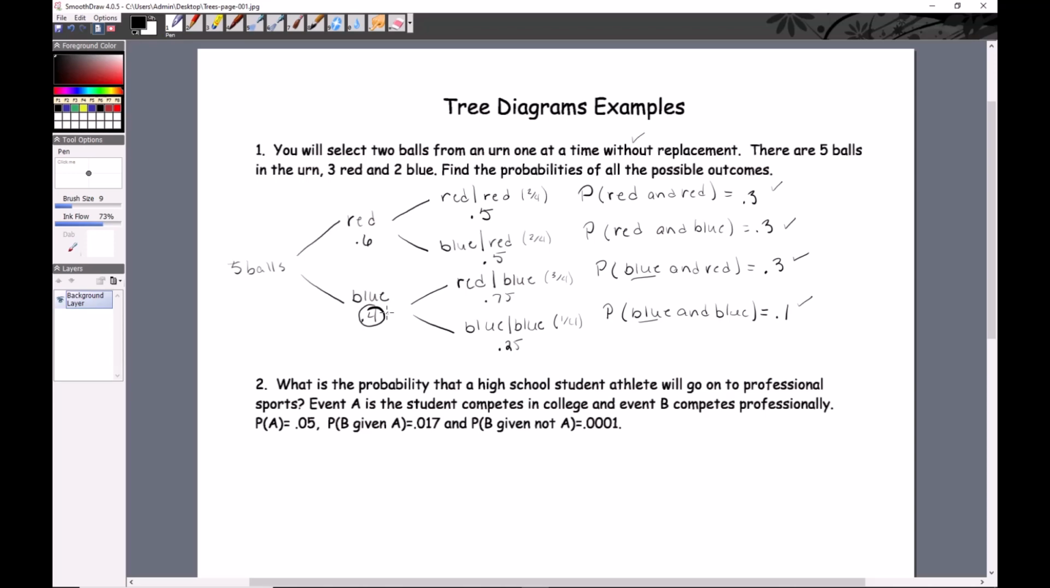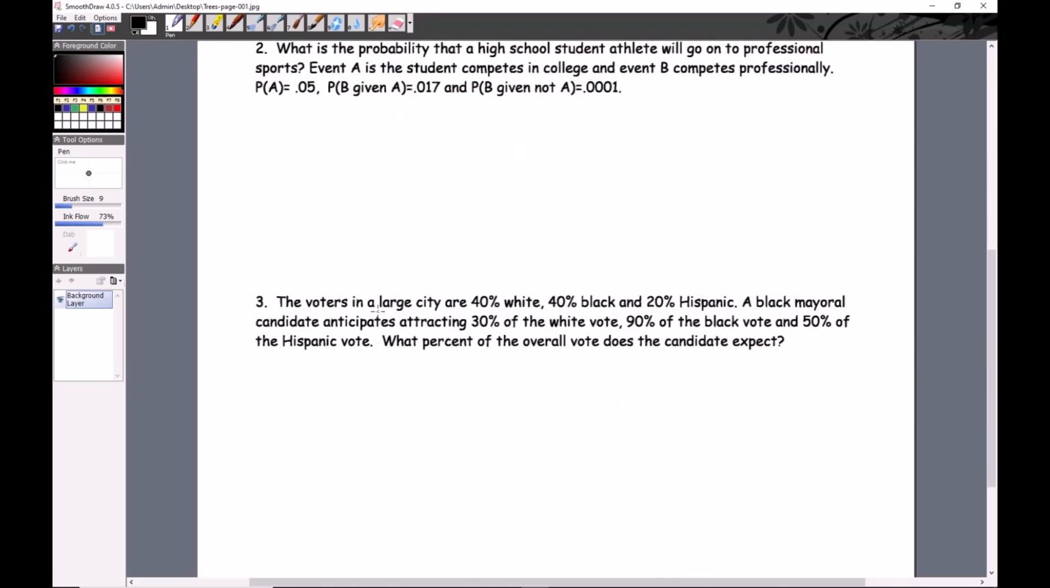So then the second one here is a little bit more like Leah and her trip with her luggage and everything. So what is the probability that a high school student athlete will go on to professional sports? Well, you can imagine that's a pretty small probability. So we should get a probability that's pretty tiny. Event A is the student competes in college, and event B is that the student competes professionally.